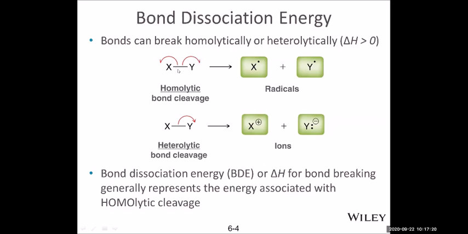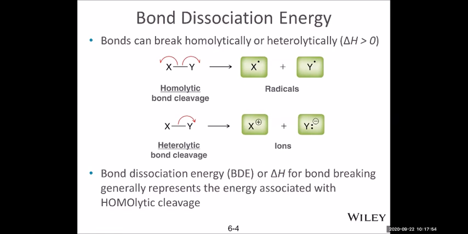When you have the fishhook arrows, this is the situation where one pair of electrons splits. One goes with one atom, the other goes with the other atom. That's homolytic, meaning equally split between the two atoms. This bond dissociation produces an atom or a group of atoms with an unpaired electron. And we call these radicals because the electrons are unpaired.